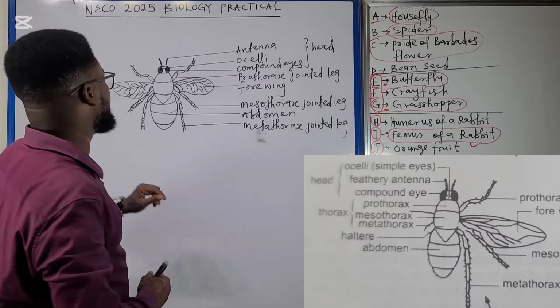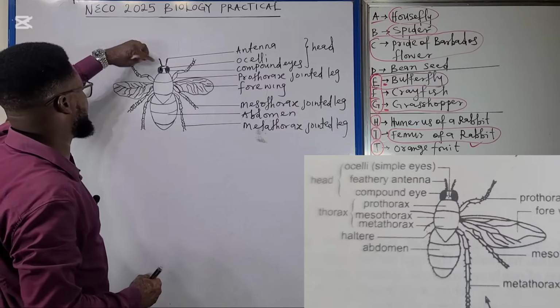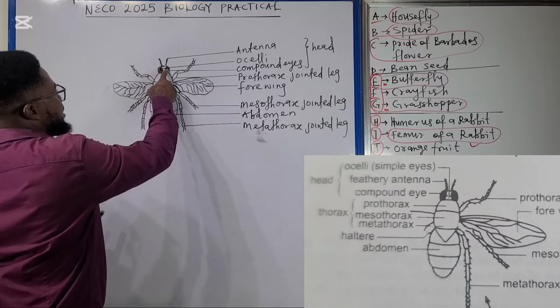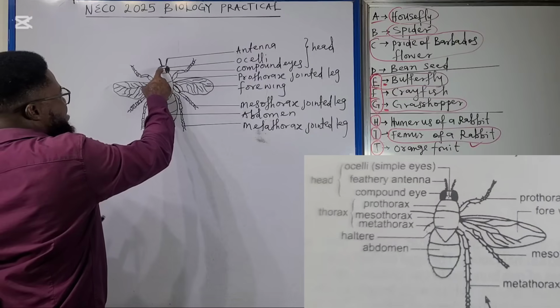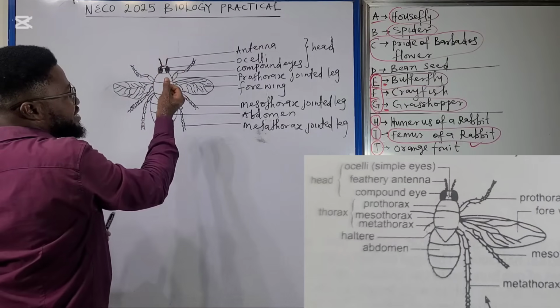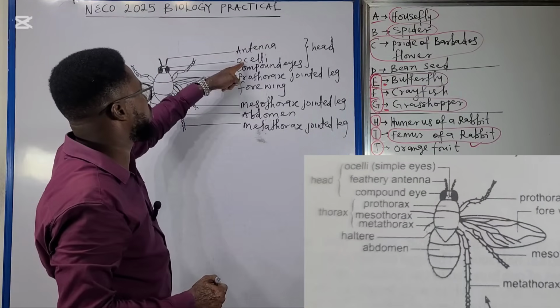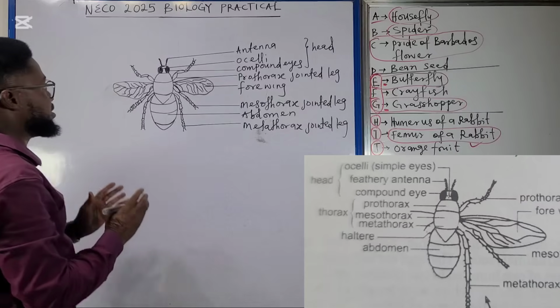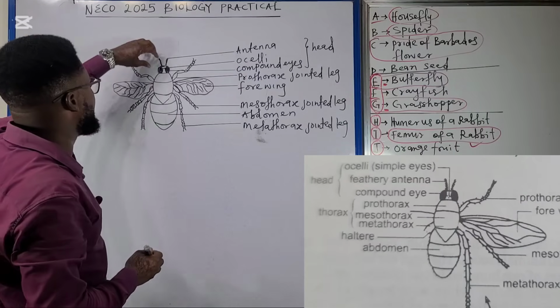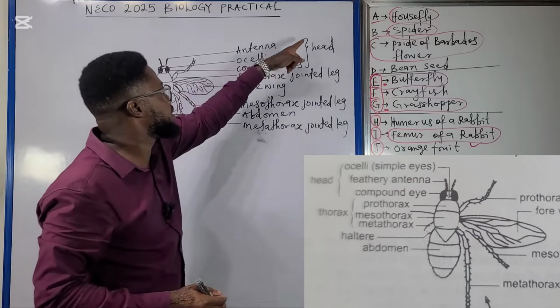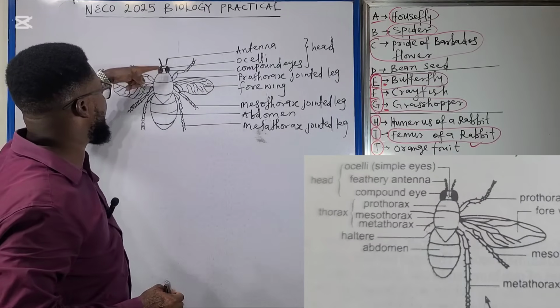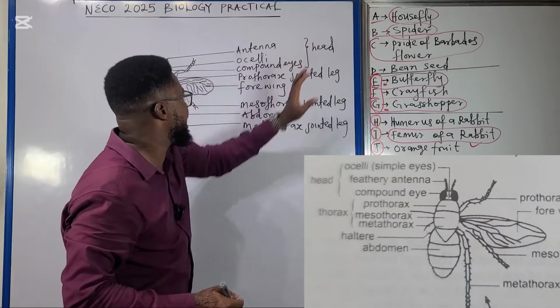So what should our labeling look like? This is the feathery antenna. These here are the compound eyes, and in between are two small simple eyes, otherwise called ocelli. You can see that in the diagram on your screen. Altogether, this forms the head. You can see antenna, ocelli, and the compound eyes form the head.